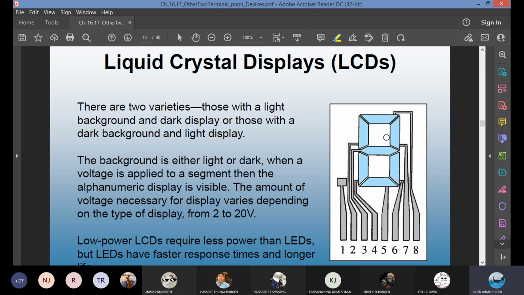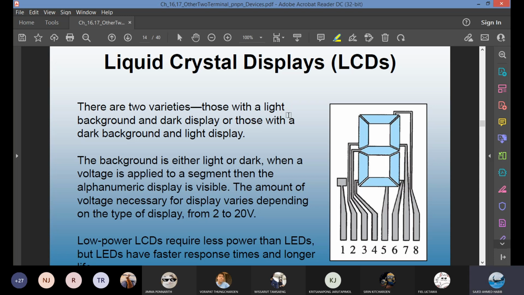When you apply a voltage to a certain segment, the alphanumeric display is visible. You can have both a letter in the English alphabet, or you can have a number. What amount of voltage you have to put depends on the type of display, depending on the model. You might need anywhere from 2 volts to 20 volts.